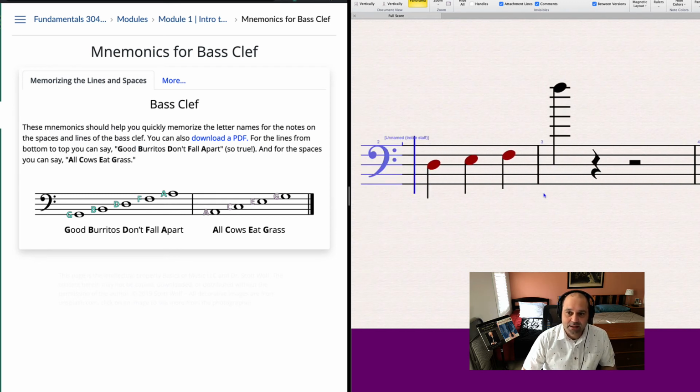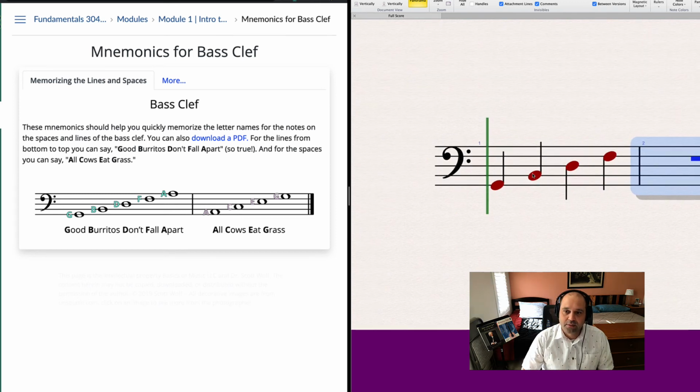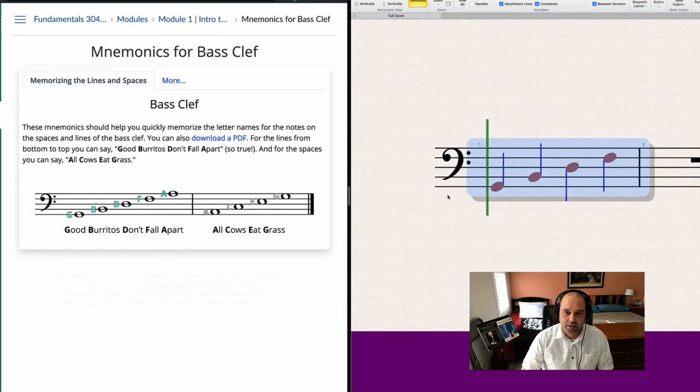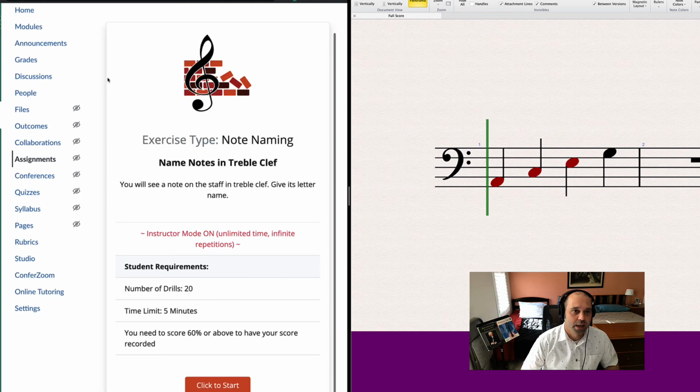And don't worry about the colors. For the spaces, it's all cows eat grass. So the spaces are that. Two different rules depending on which clef you have. Bass clef is good burritos don't fall apart and all cows eat grass. And treble clef is Elvis's guitar broke down Friday and FACE, the word. So let's do a couple quick practice runs and then we'll be done.